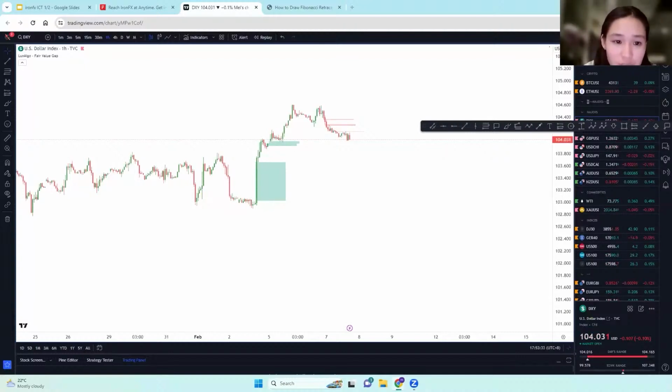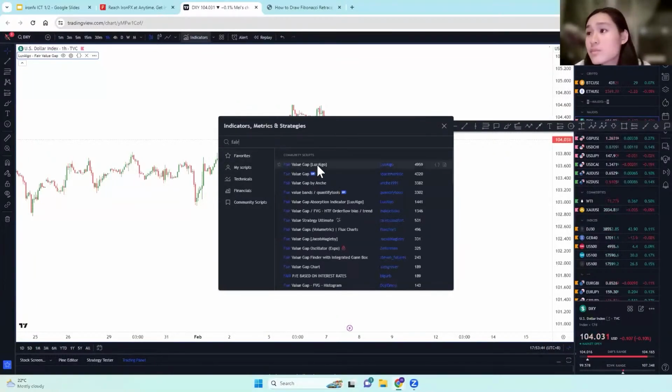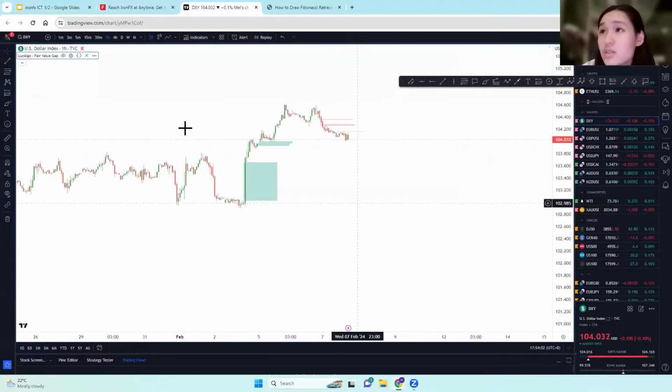Yeah. So the one that we use is the Lux Algo one. This one here. This automatically helps you to find FVG on any time frame, and it will help you to highlight the level as well.